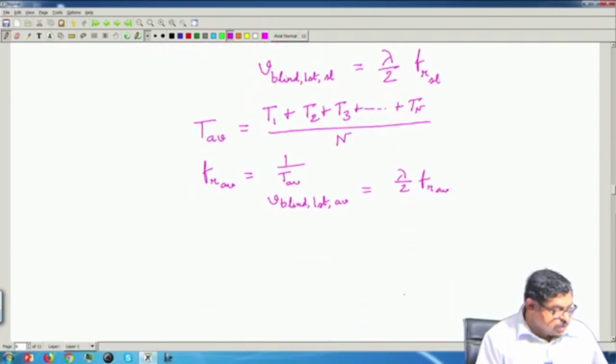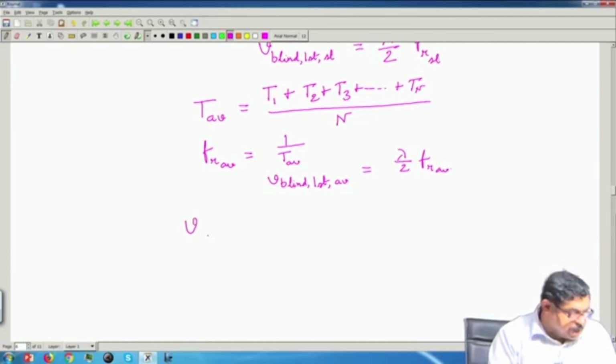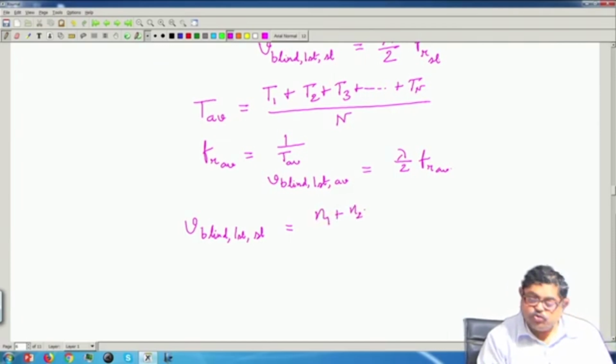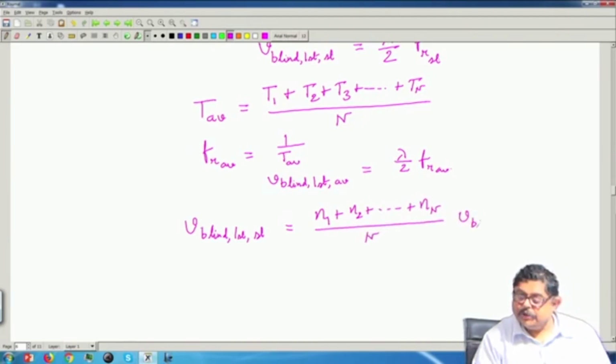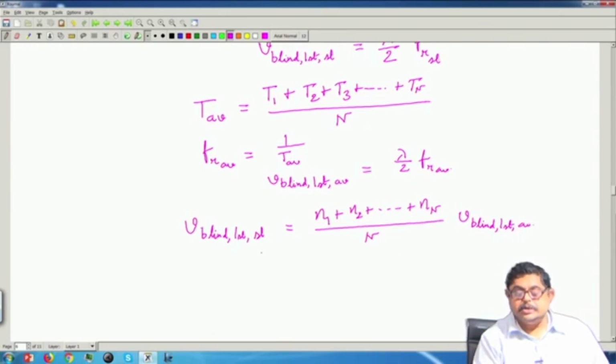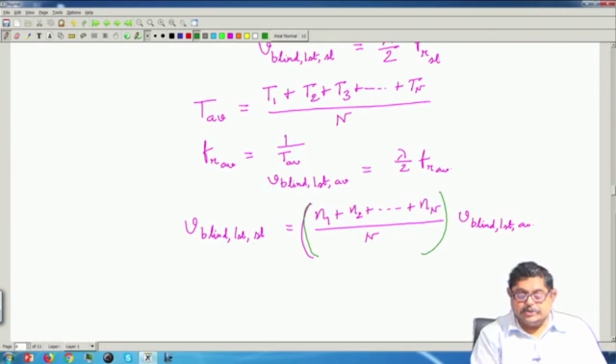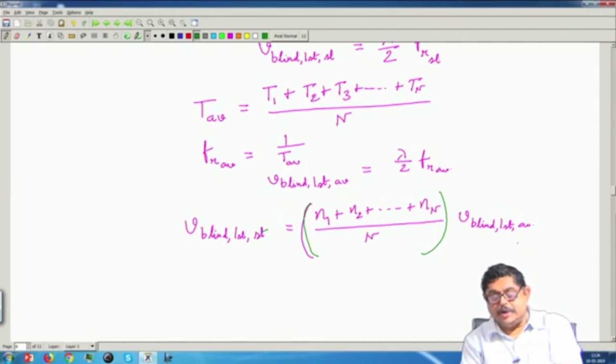So, if we do that, we can make the relation that V blind for the first staggered is nothing but N1 plus N2 plus Nn by n into V blind first average. So, this number is our improvement factor, that is, how much this staggered one improves compared to a constant PRF.